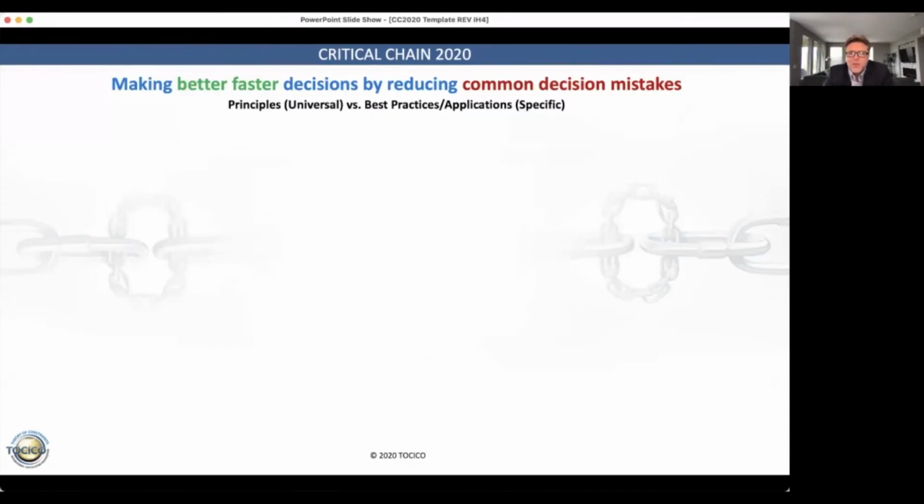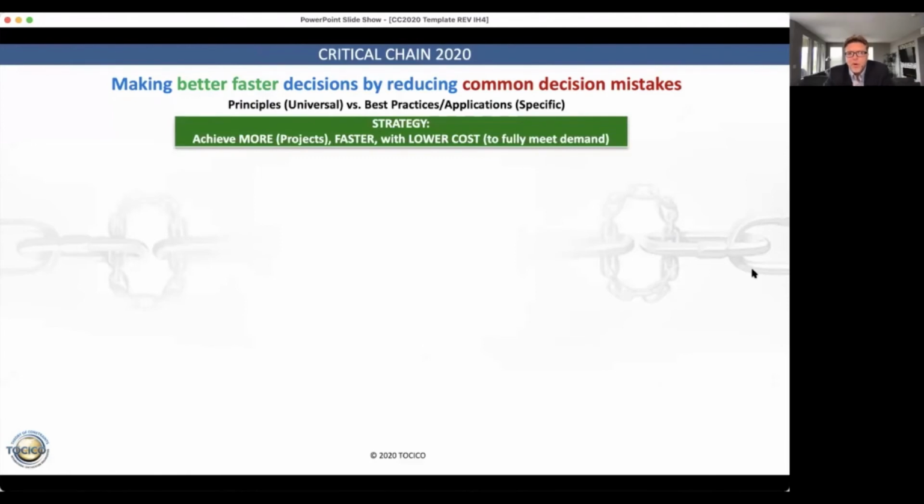Before I get to the simulations, I'd like to share with you a framework that I've developed that can explain the types of decisions that could have an impact on the goals that we are trying to achieve. I've separated these into planning decisions, execution, and improvement decisions. So let's look at the goal that we're trying to achieve: we want to achieve more, faster, with lower cost.